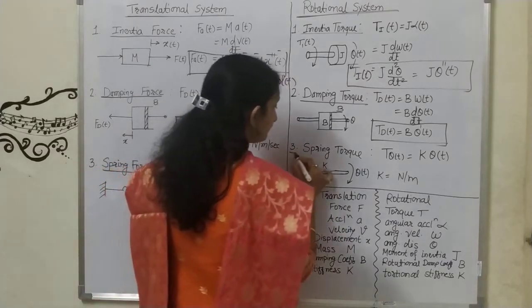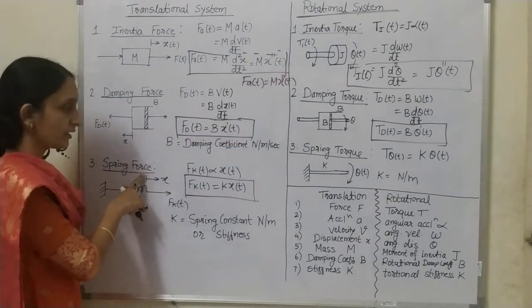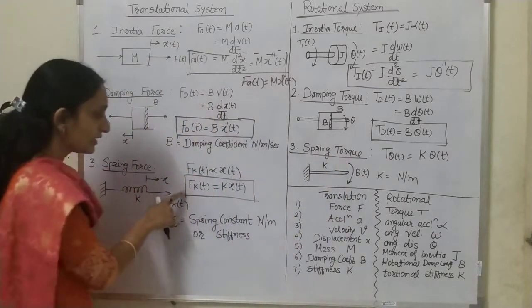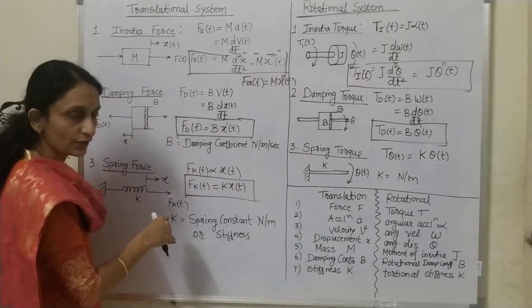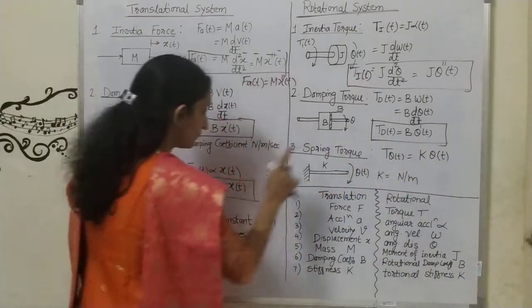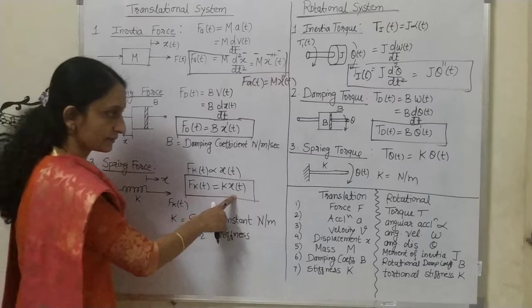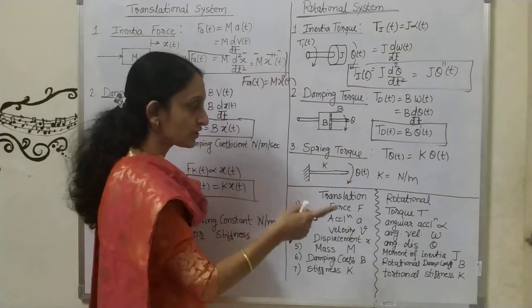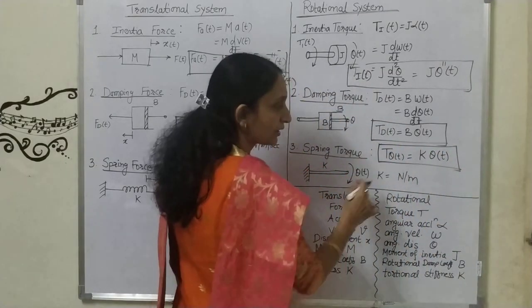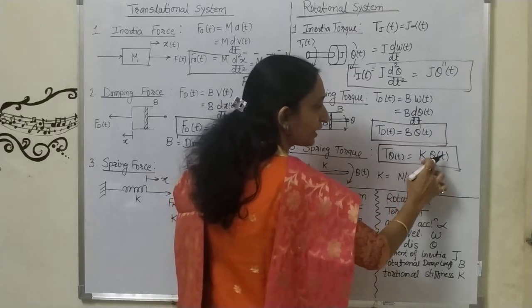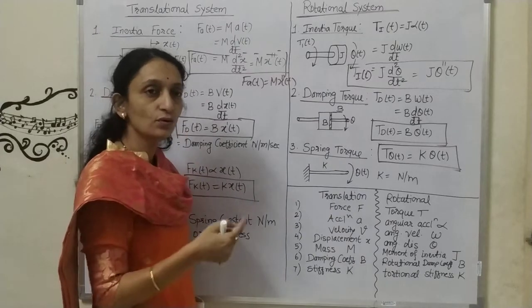Okay, number 3, spring torque. Okay, see here, this number 3 is spring force. Again I am replacing force with torque. See the expression Fk of t. So what I have written there, T theta of t, okay, is equal to k into theta of t. Here k into x of t, x is displacement in case of translation system. Theta is displacement in case of rotational system. So the third torque because of spring, T theta of t is equal to k into theta of t. So these are 3 forces that will oppose the rotational system.